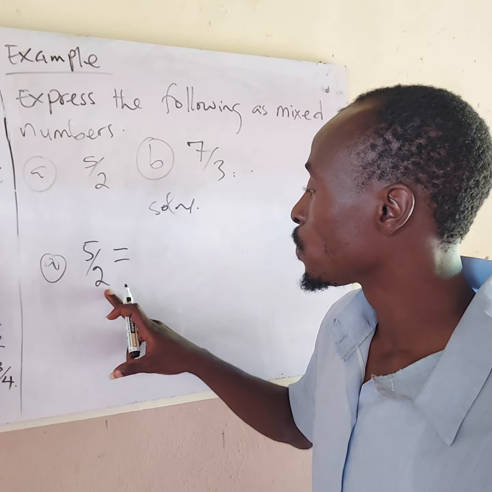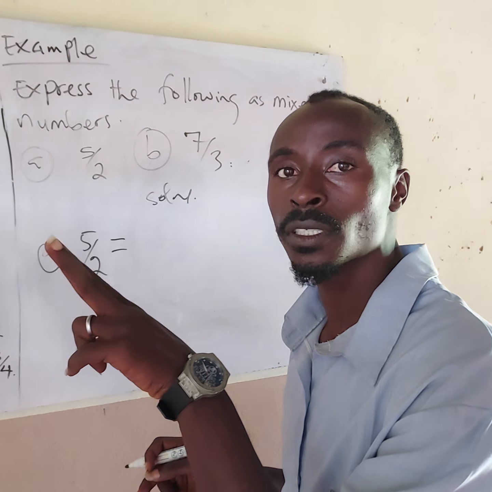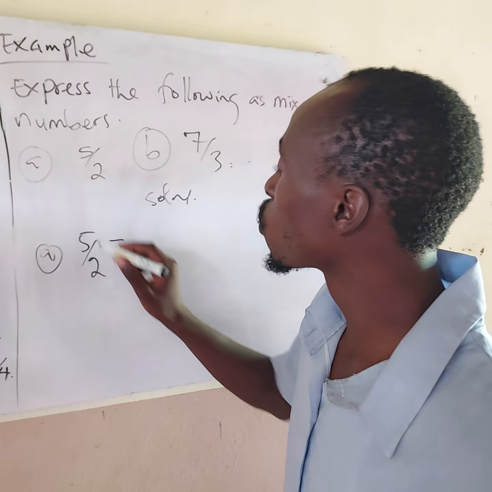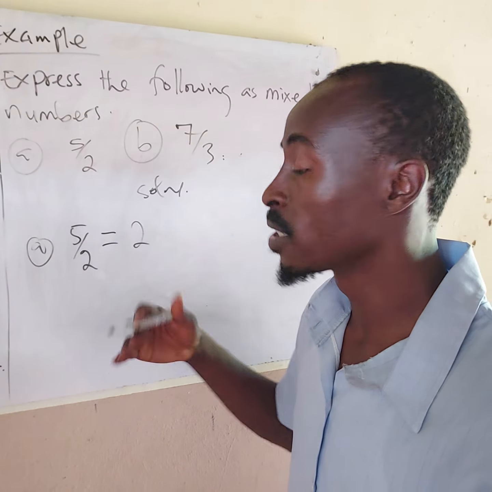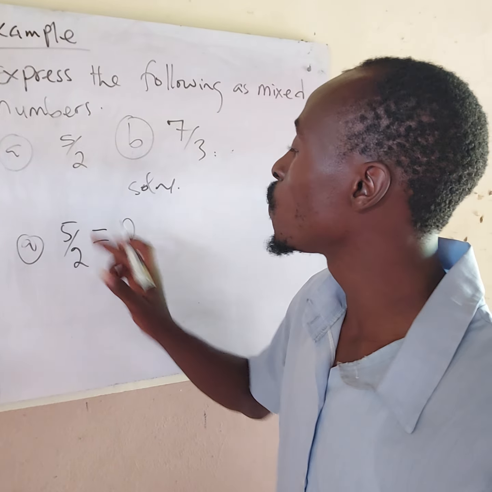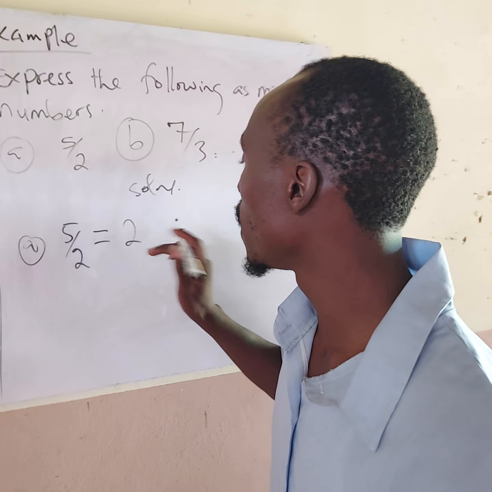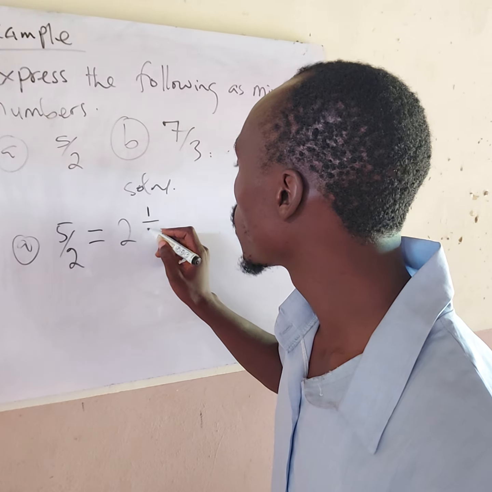5 divided by 2: 2 will go into 5 2 times, remainder 1. So if it goes 2 times, you write 2. Your own might go 3 times, then you write 3. It depends on what you are doing. So 2 goes into 5 2 times, so you write 2. Remainder 1. The remainder becomes your numerator, and then the denominator remains the denominator.